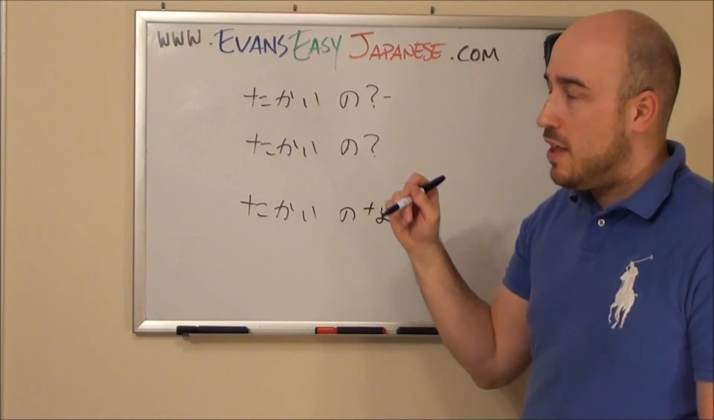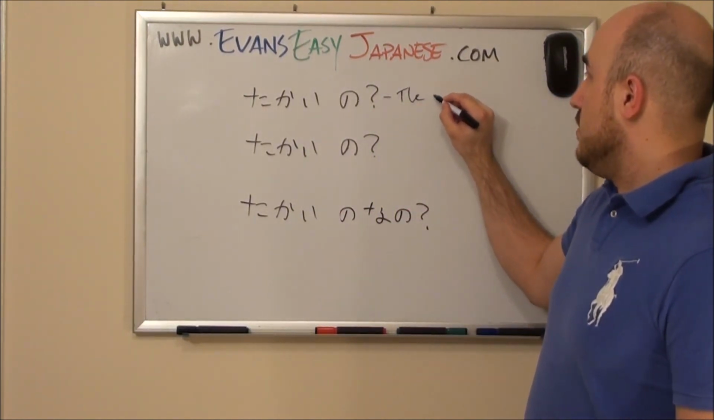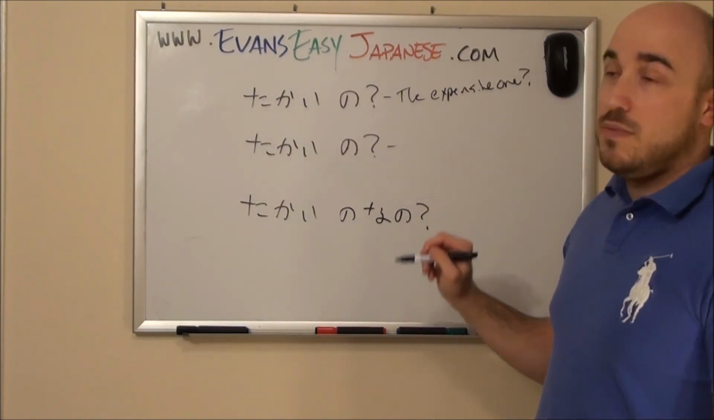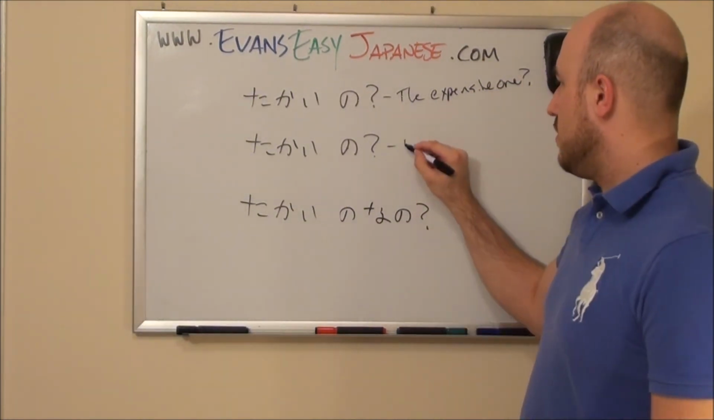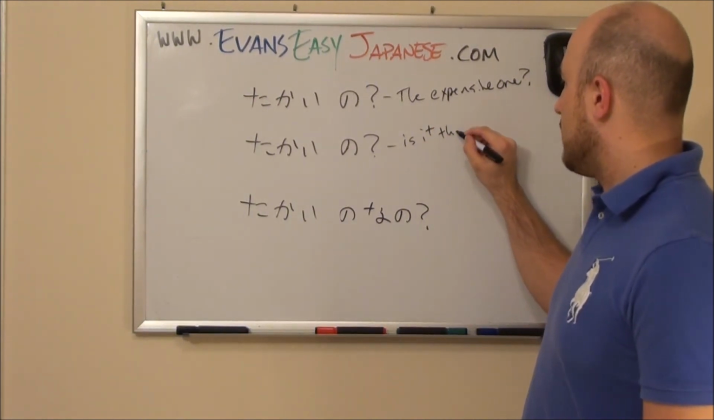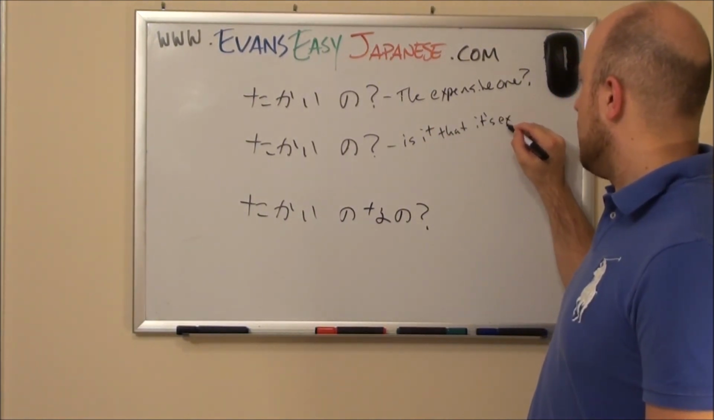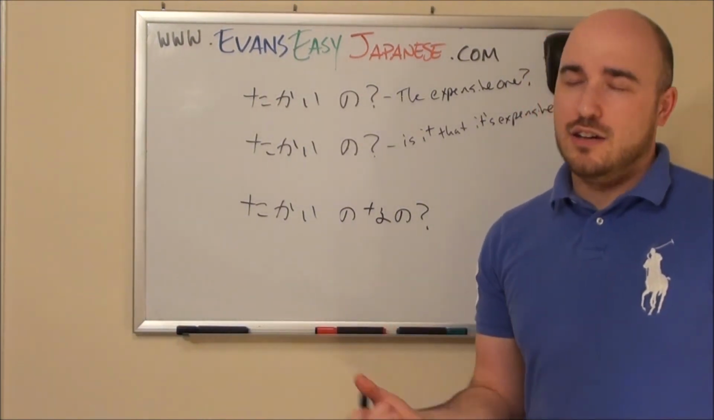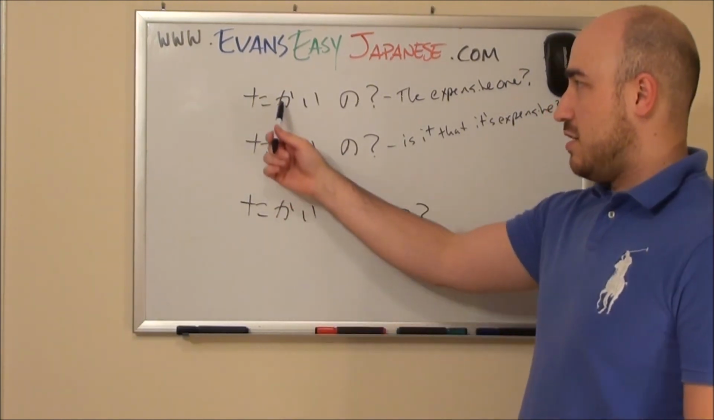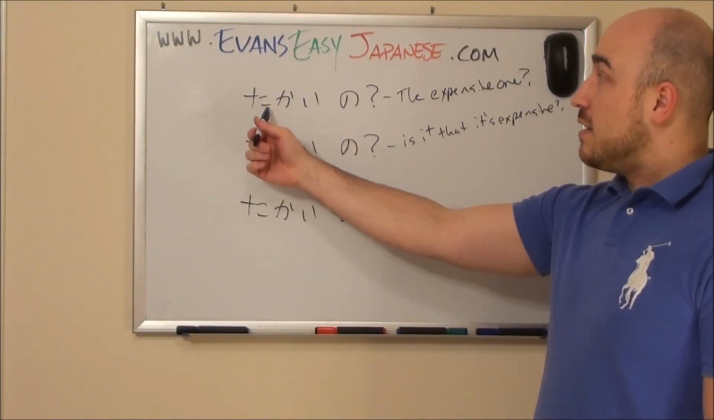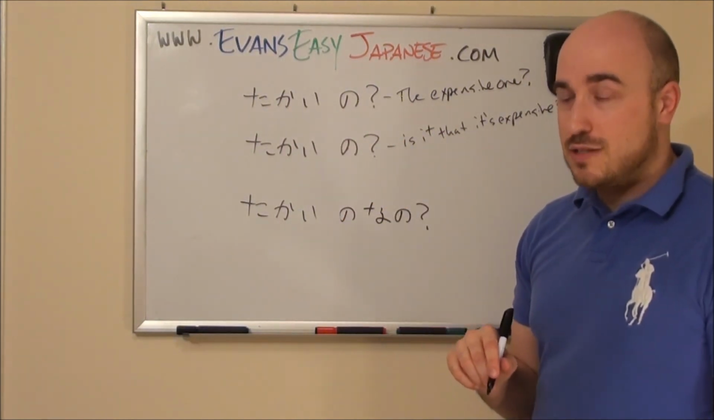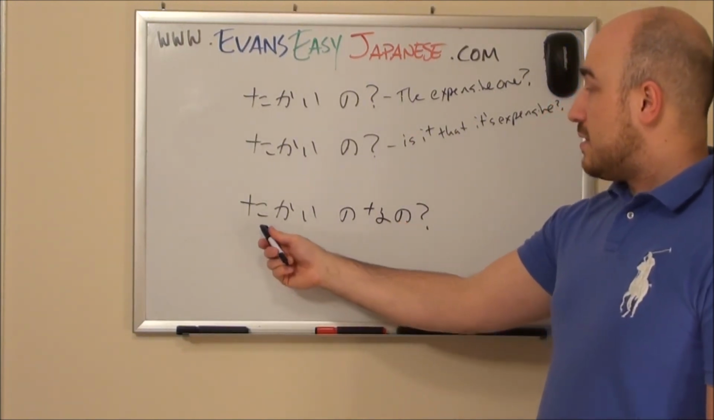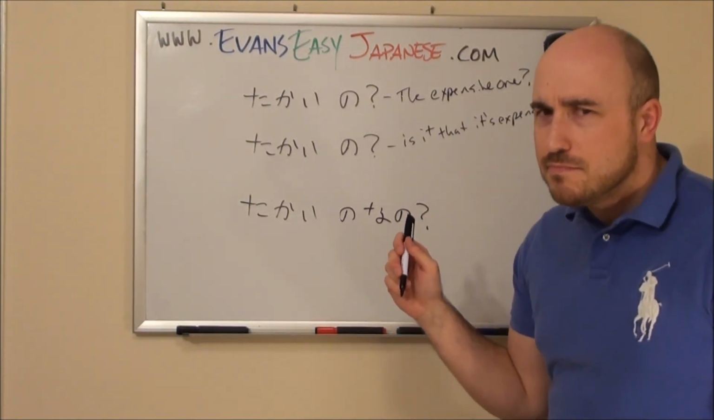This one, let's say, means the expensive one, whereas this one means, is it that it's expensive? But Evan, those are exactly the same. Yeah, I know. In context, this can mean takai no, the expensive one. Are we talking about the expensive one? Takai no, is it expensive? Takai no na no. What?